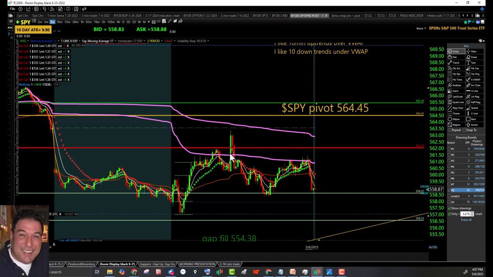Then we had no follow through on that big green candle. That's a flag. We're coming down. As soon as you see no follow through, you give them one candle, but the second candle, if they're not back up there making a new or higher high, then they're not going back up. Then it's a failed breakout.